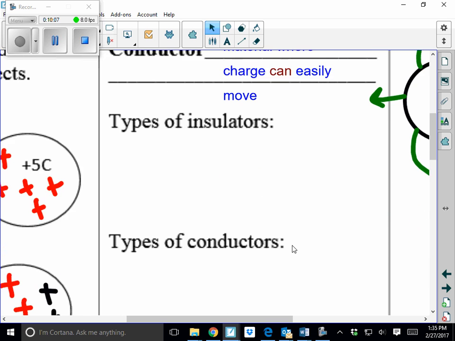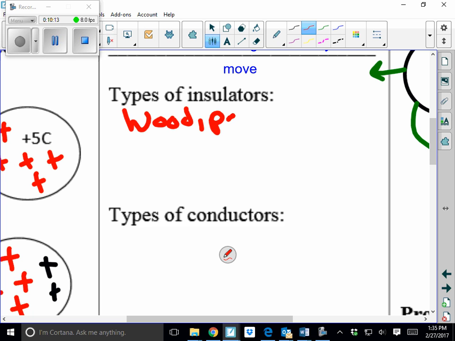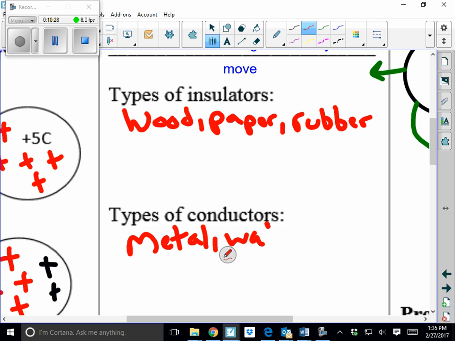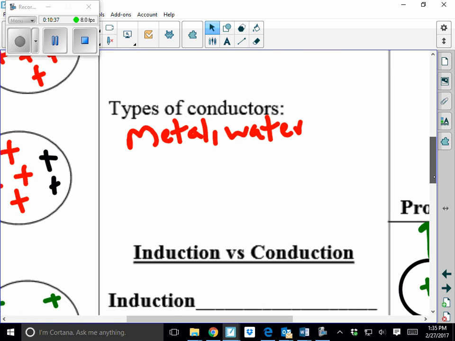So some types of insulators: wood, let's see, paper, and rubber. Really good insulators. The charge can't really move among it. And then types of conductors, any type of metal. Water is a huge conductor. That's why you don't stand in a pool when it gets hit by lightning, because that charge moves to your body and will kill you. So that's why we don't do that.